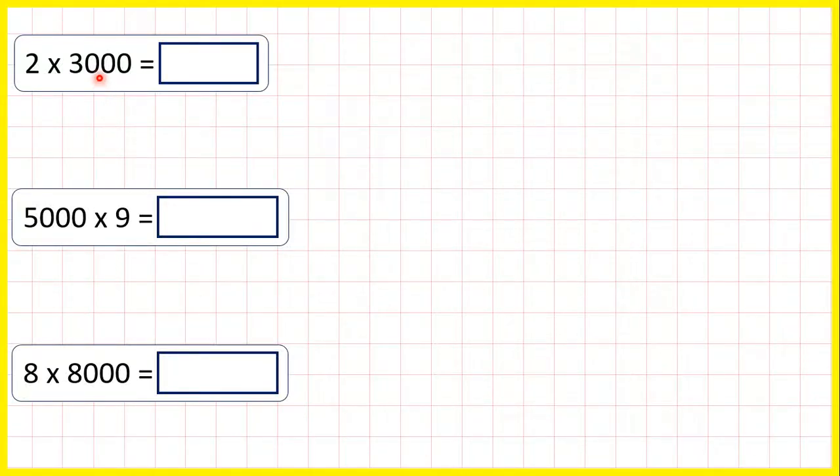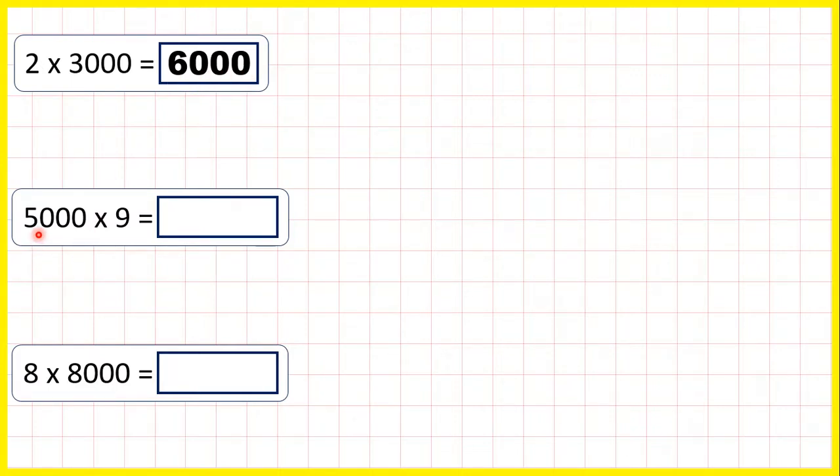Now for these questions, we're multiplying multiples of 1,000, so numbers that end in 3 zeros. So 2 times 3,000 is 6,000. That's because 2 times 3 is 6, but then if we have 3 end zeros in a multiplication question, we need 3 end zeros in our answer.